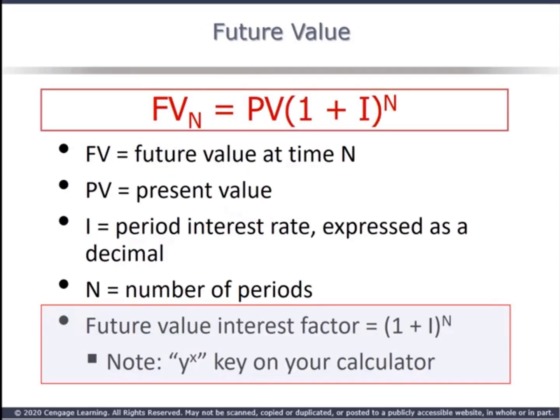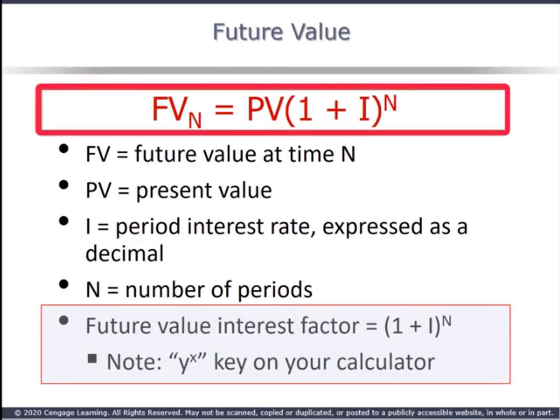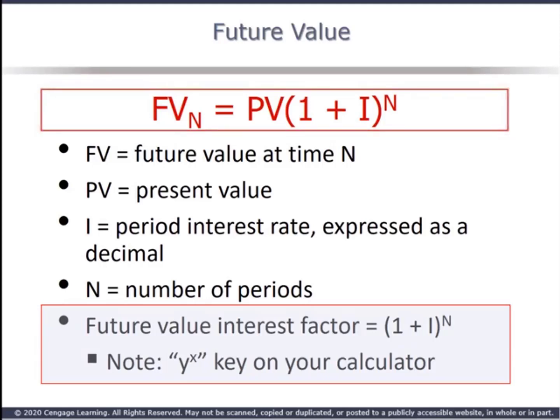We'll begin our study of TVM with future value since it's the more intuitively comfortable. This is the basic future value formula. Future value at a point in the future is equal to the present value times 1 plus the interest rate, quantity raised to the number of periods in the future. In a formula or in Excel, the interest rate is a decimal.